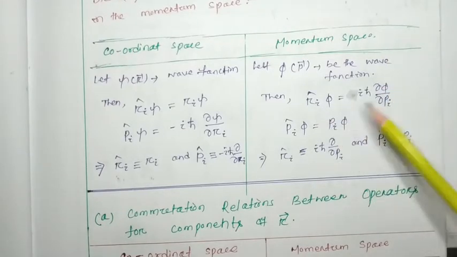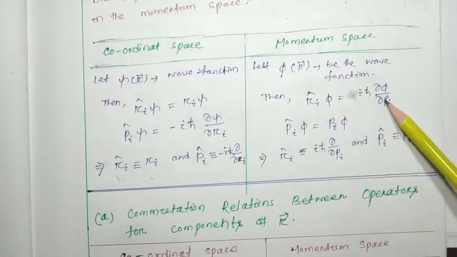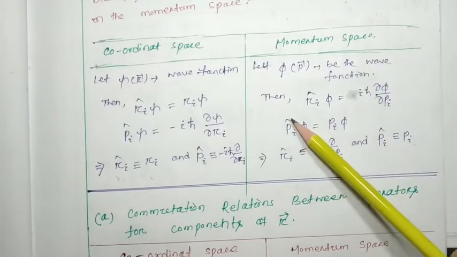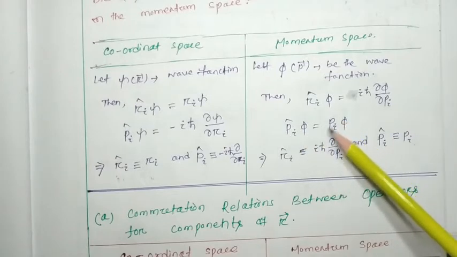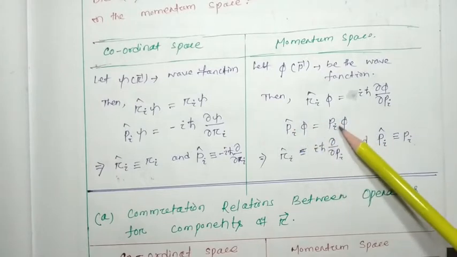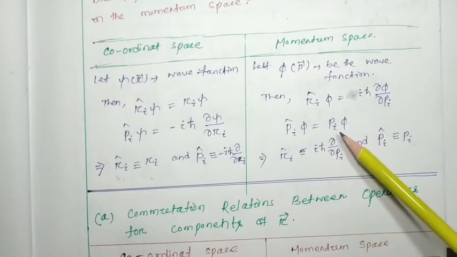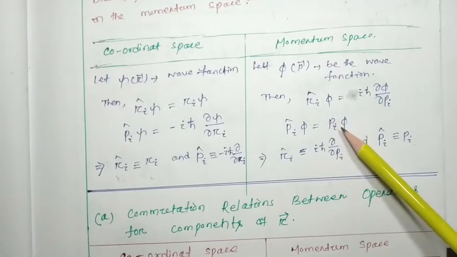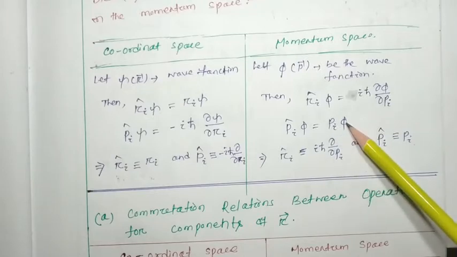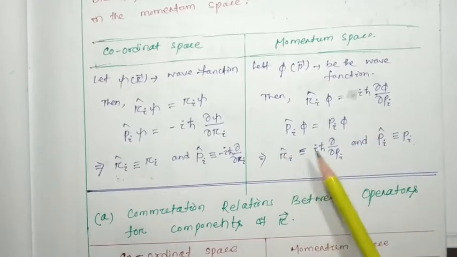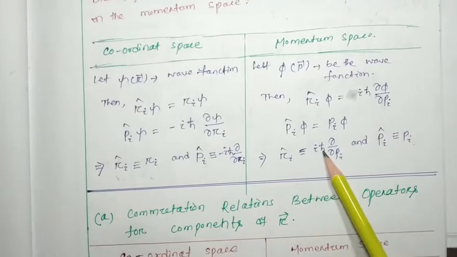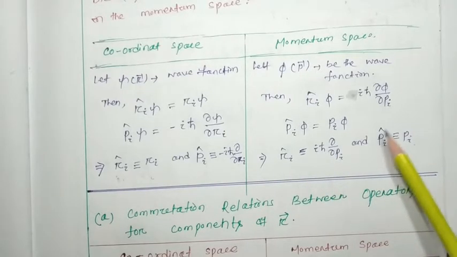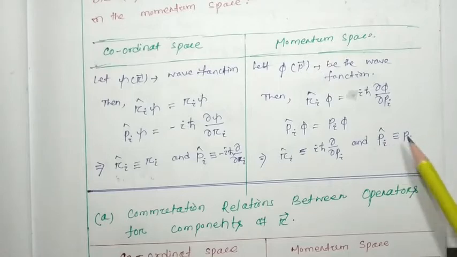So here the same thing is written in the generalized form. But in the momentum space, p_i cap will be equal to p_i. The momentum operator will itself be the momentum along that component. So here the R_i cap value will be i h cross del by del p_i, and the momentum operator p_i cap value will be p_i.